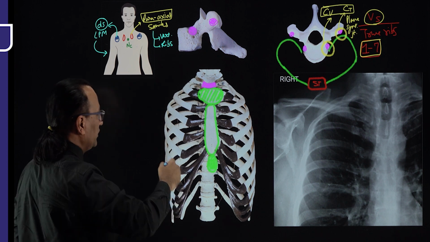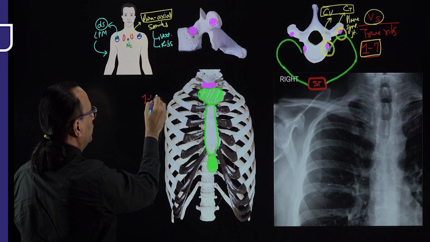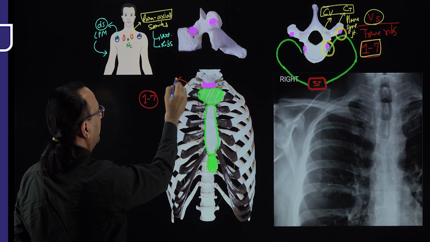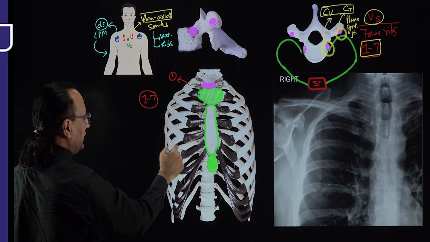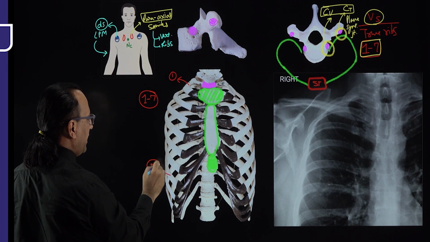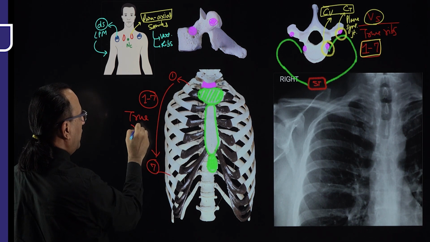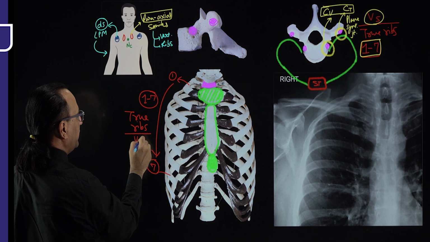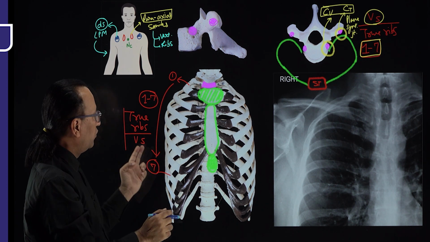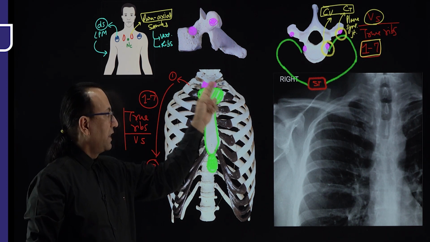So here you can mention the rib number 1 to 7. As you count, this is the first rib, second, third, 4, 5, 6, 7. So till the 7th rib we are having the true ribs. They are called the true ribs, or they are also called the vertebrosternal ribs because they are attaching to the vertebra posteriorly and the sternum anteriorly.